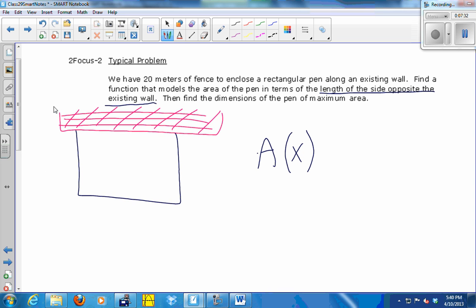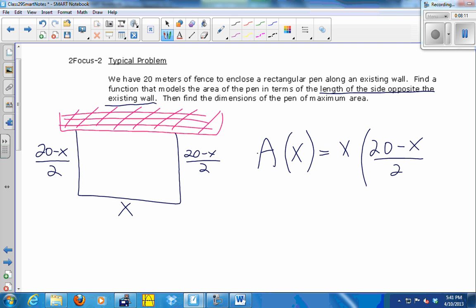If we let x equal the length of the side opposite the existing wall, what do those two equal pieces have to be? (20 minus x) divided by 2. So I have 20 total, subtract the x I already used, and divide it in half because I have to use half of it for each side. All right, so my area of the pen as a function of x would be length times width: x times (20 minus x) over 2.